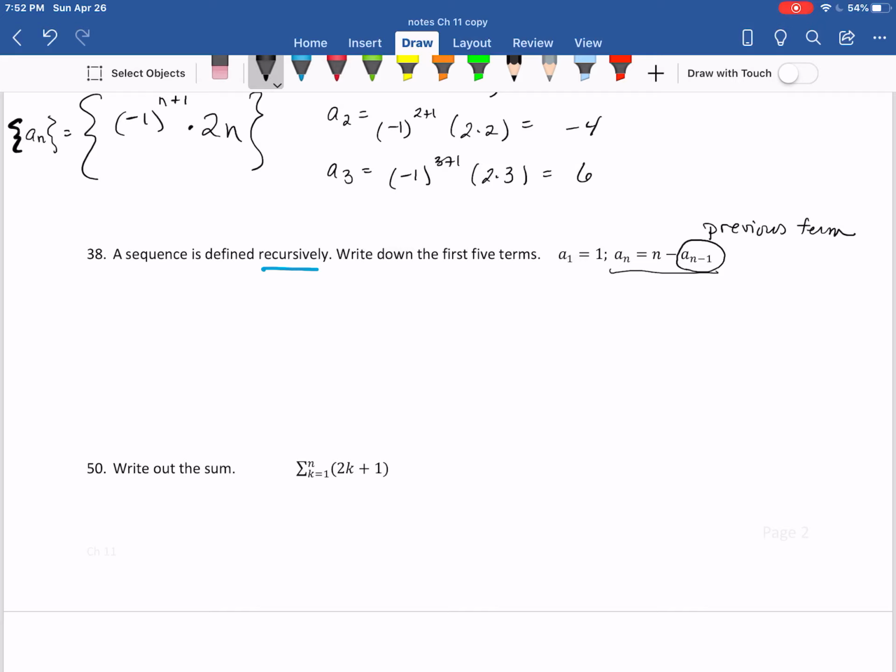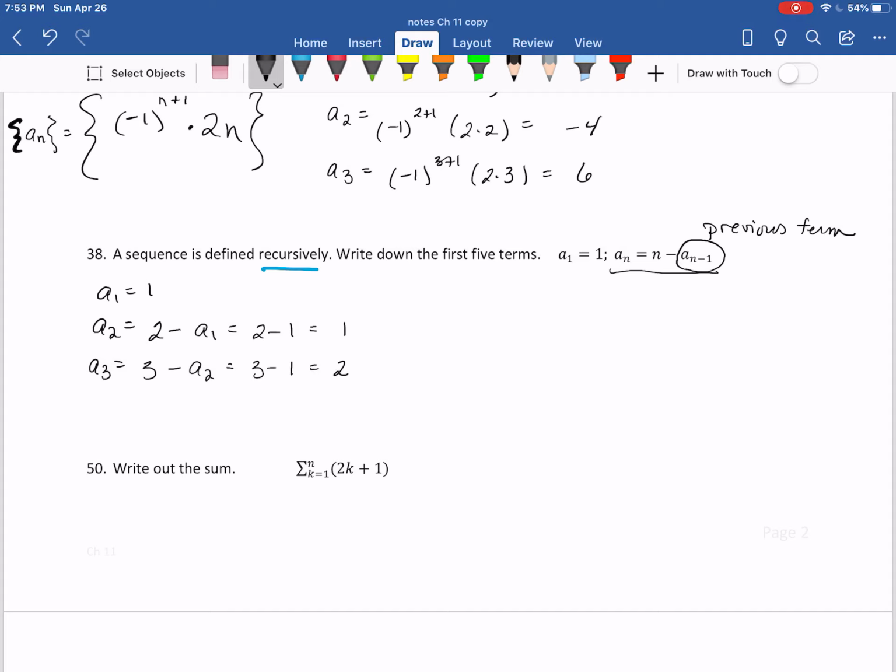And so if the first term is given as the answer is 1, the second term is going to be 2 minus a1, or 2 minus 1, or 1. The third term is going to be 3, because that's what the value of n is equal to, minus the previous term, which is a2. So this is 3 minus 1, which equals 2.